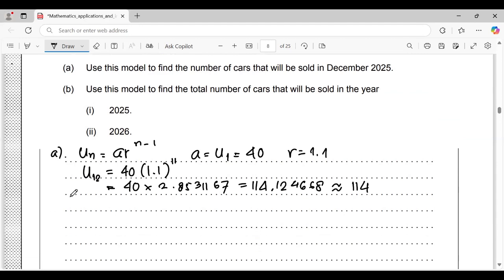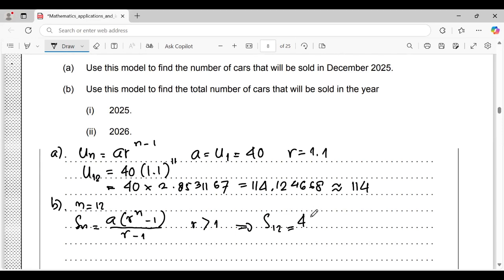And 2025, it means n equals 12, 1 to 12. And then we're going to use this formula: S_n equals a times r to the power n minus 1, over r minus 1, because r is greater than 1. So it's going to be S12.